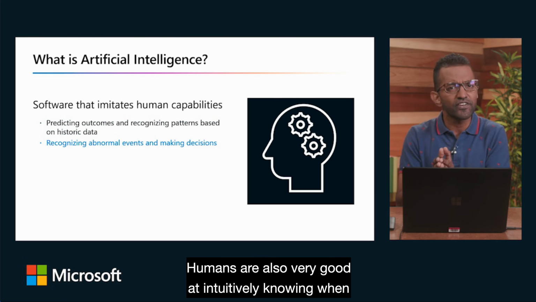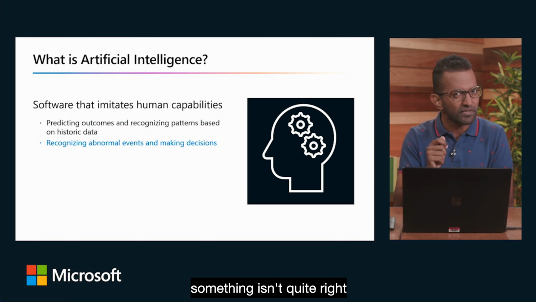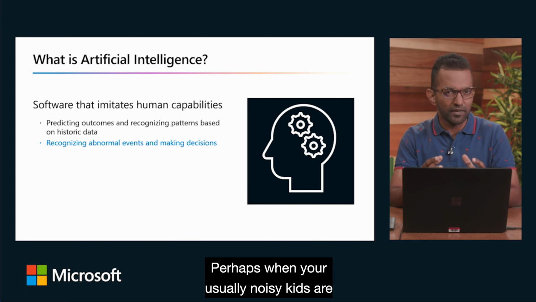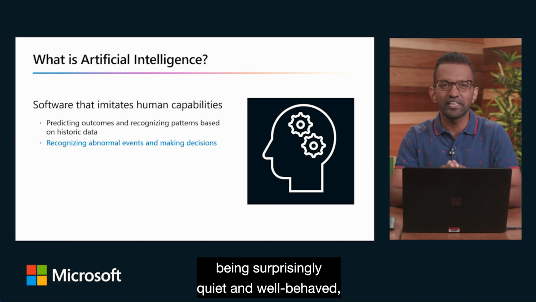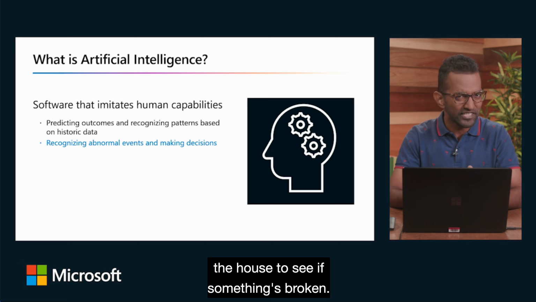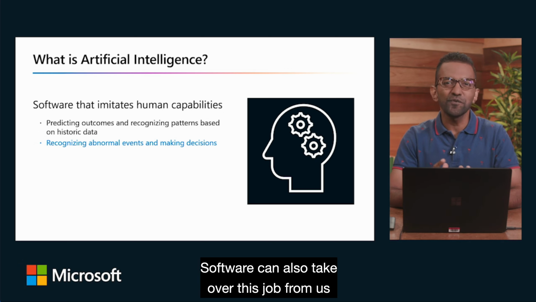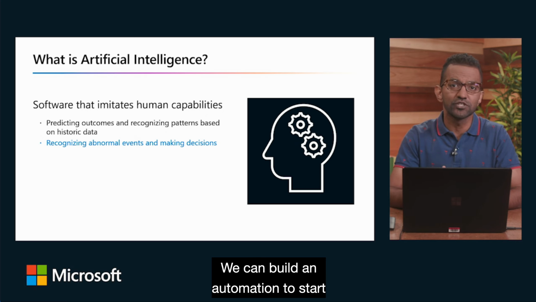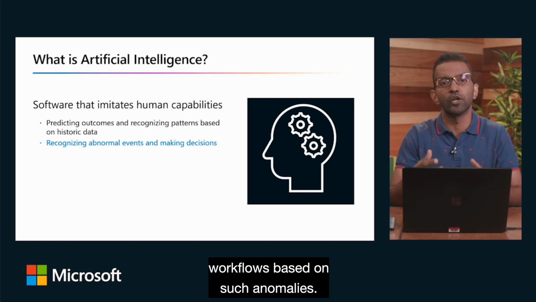Humans are also very good at intuitively knowing when something isn't quite right or doesn't fit an expected pattern. Perhaps when your usually noisy kids are being surprisingly quiet and well-behaved, you might want to start looking around the house to see if something's broken. Software can also take over this job from us because it is very good at spotting anomalies. And we can build in automation to start workflows based on such anomalies.